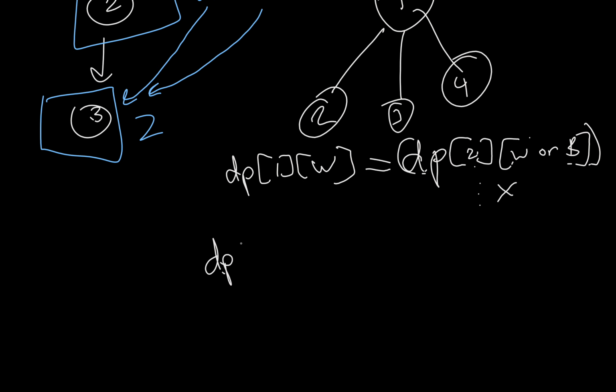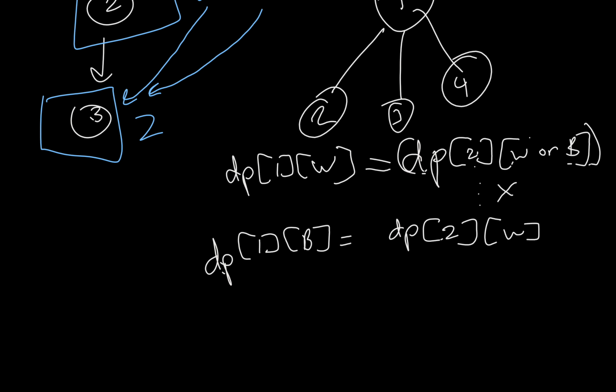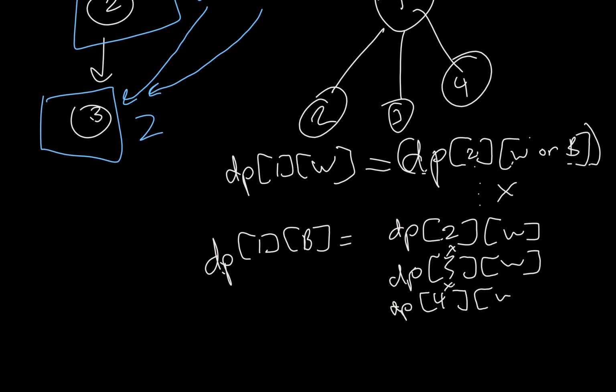But if node 1 is black, then none of the children can be black. They have to be white. So you have to say, what is the number of ways to color the subtree of 2, given that 2 has to be white? And then it's all the way down for 3 and 4, and you multiply all of these together, and that would be your answer for black.